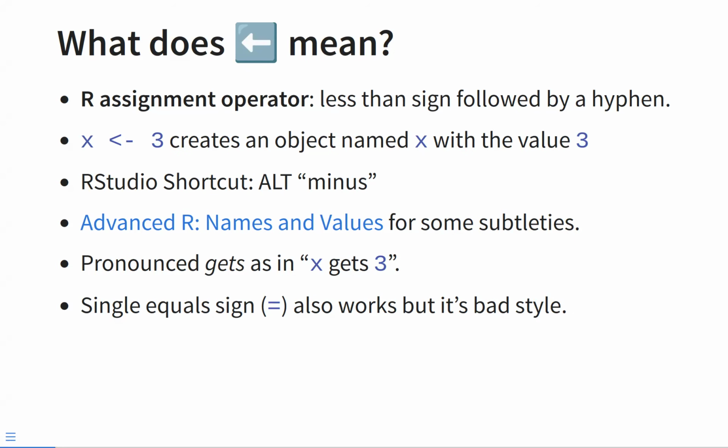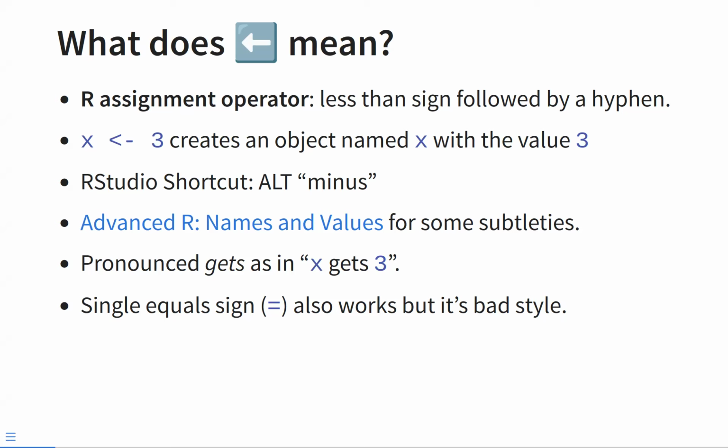Now, perhaps the most important thing to know in base R, the R assignment operator. It's a less than sign followed by a hyphen. So x, and then this less than hyphen 3, creates an object named x with the value of 3. You can either enter this assignment operator by typing it out explicitly, or inside of RStudio, you can type Alt-hyphen on your keyboard, which will insert it automatically.